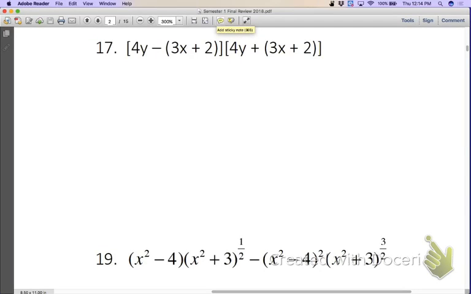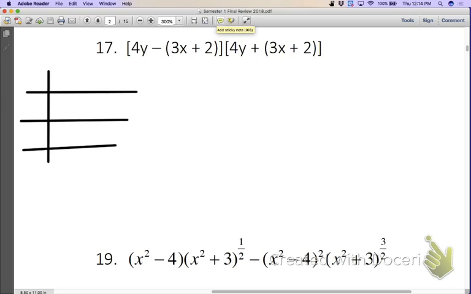Okay, with 17, you can do 17 really two ways. One way would be to basically do a 3x3 and set it up. And this is going to be the long way, essentially, of doing it, if you don't see that there is a trick or a shortcut.